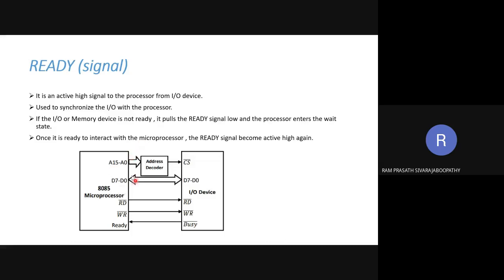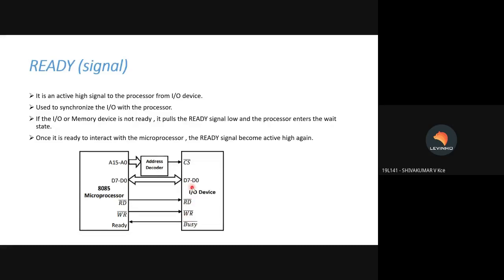In this, both the microprocessor and IO devices have the pins to communicate with each other. A15 to A0 is the address, which is decoded by the address decoder and sent to the chip select. Only when the chip select is enabled can you perform these operations: read, write, and ready operation.